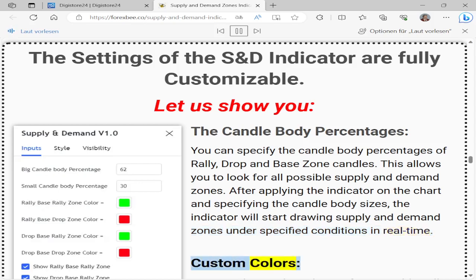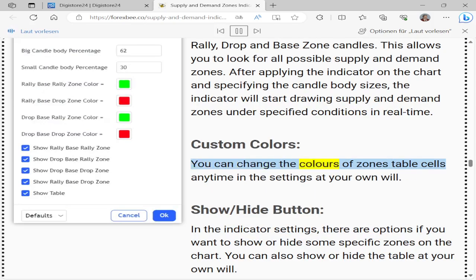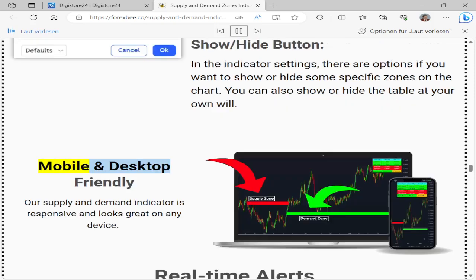Custom colors. You can change the colors of zones and table cells anytime in the settings at your own will. Show Hide button. In the indicator settings, there are options if you want to show or hide some specific zones on the chart. You can also show or hide the table at your own will. Mobile and desktop friendly. Our supply and demand indicator is responsive and looks great on any device.